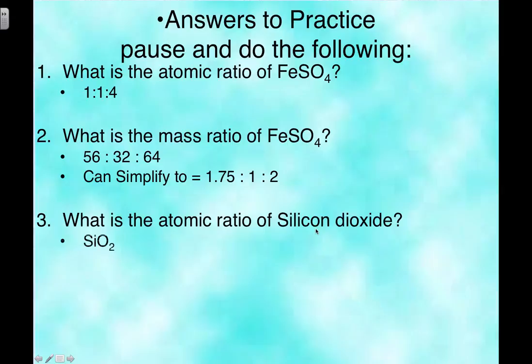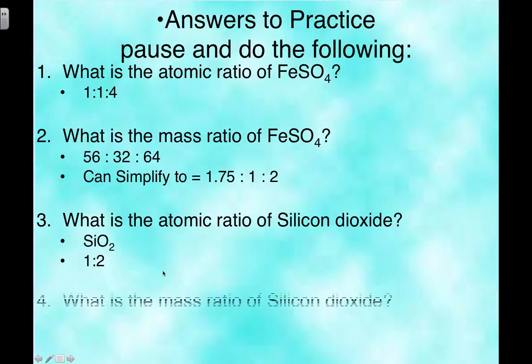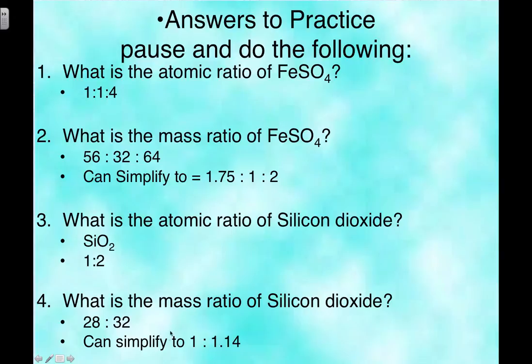Atomic ratio of silicon dioxide, SiO2, it's obviously 1 to 2. Mass ratio for silicon dioxide, 28 to 32. Again, I just look at the periodic table, and I get the molecular mass for this. And you can simplify that to 1.14. Okay?